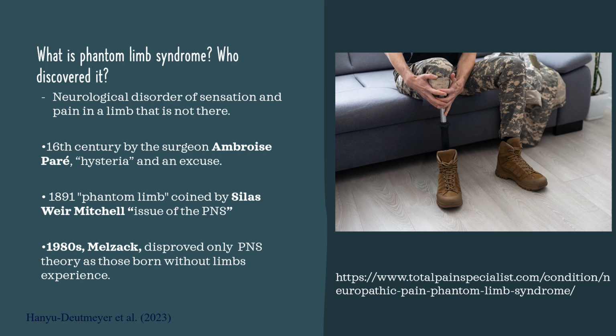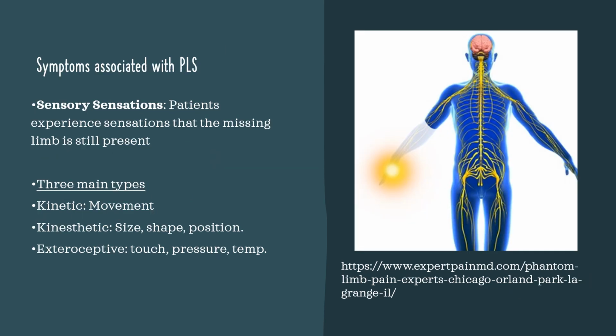It happens in almost every amputee, and though still not understood, it is not related to age, sex, or how the limb was lost. So what are the sensations and feelings that might be associated with phantom limb syndrome? The symptoms associated with phantom limb syndrome can be divided into two sections: sensory sensations and pain sensations.